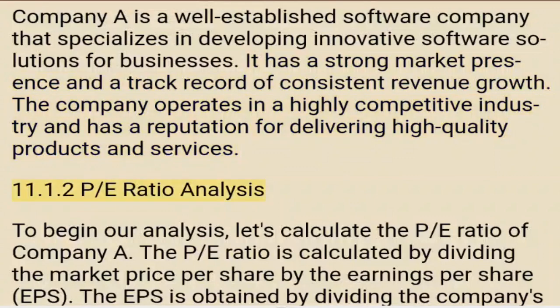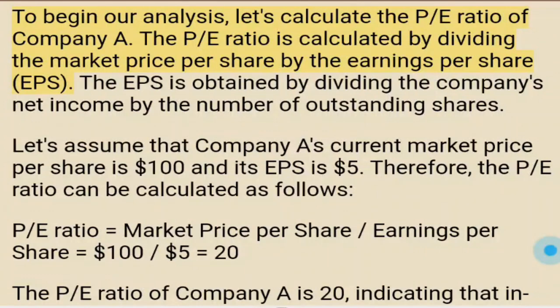11.1.2 P/E ratio analysis. To begin our analysis, let's calculate the P/E ratio of Company A. The P/E ratio is calculated by dividing the market price per share by the earnings per share (EPS). The EPS is obtained by dividing the company's net income by the number of outstanding shares. Let's assume that Company A's current market price per share is $100 and its EPS is $5.